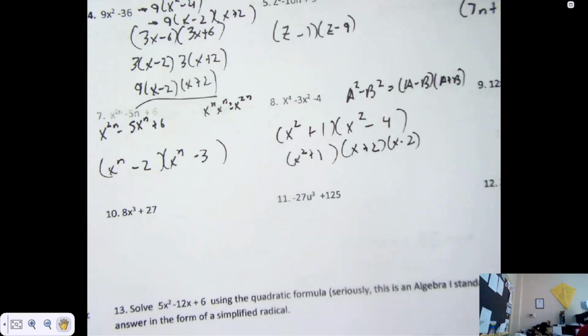All right, you look at 9. How many pieces does 9 have? 4. So what do you do? You cover up.